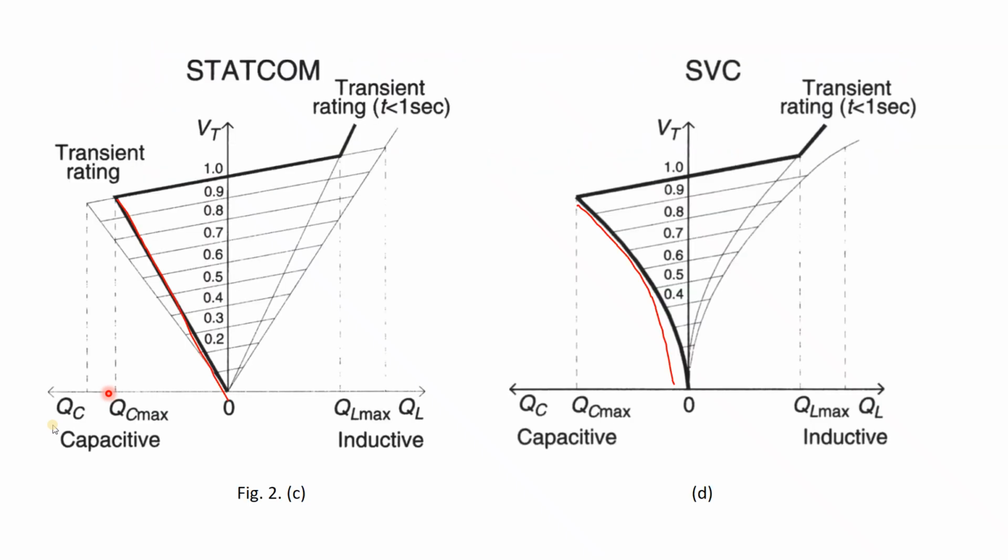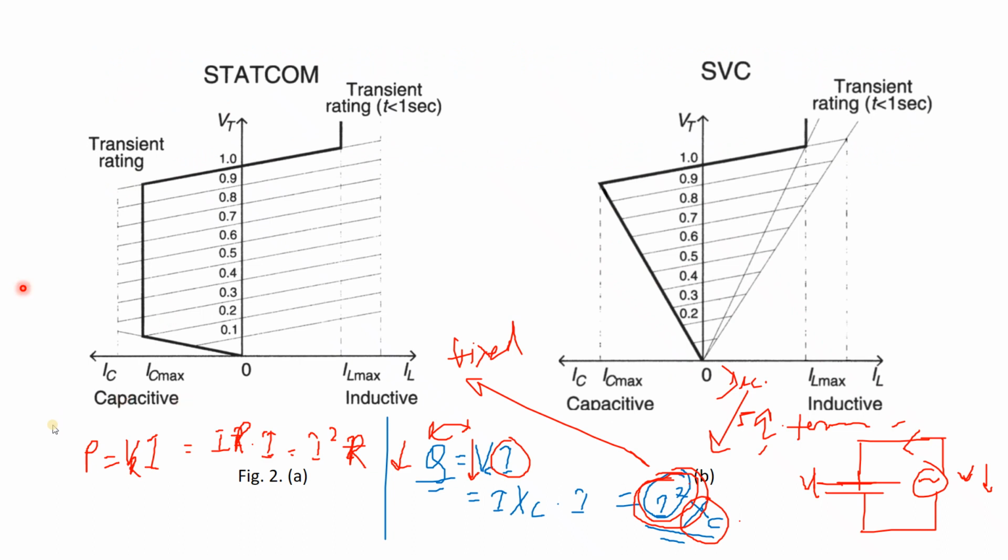If you want to operate SVC at low voltage, you have to take a higher rating of SVC, otherwise it will not be able to perform. But if you want to use STATCOM, you can use a lower rating of STATCOM, because you will get the value of current even at low voltage.